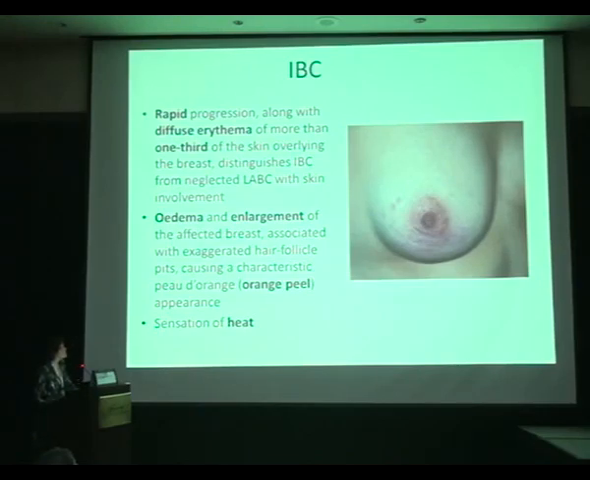And you can see here you have the red, the skin nodules also. And you have edema and enlargement of the affected breast associated with exaggerated hair follicle pits looking like orange skin or orange peel, and a sensation of heat by the patient.